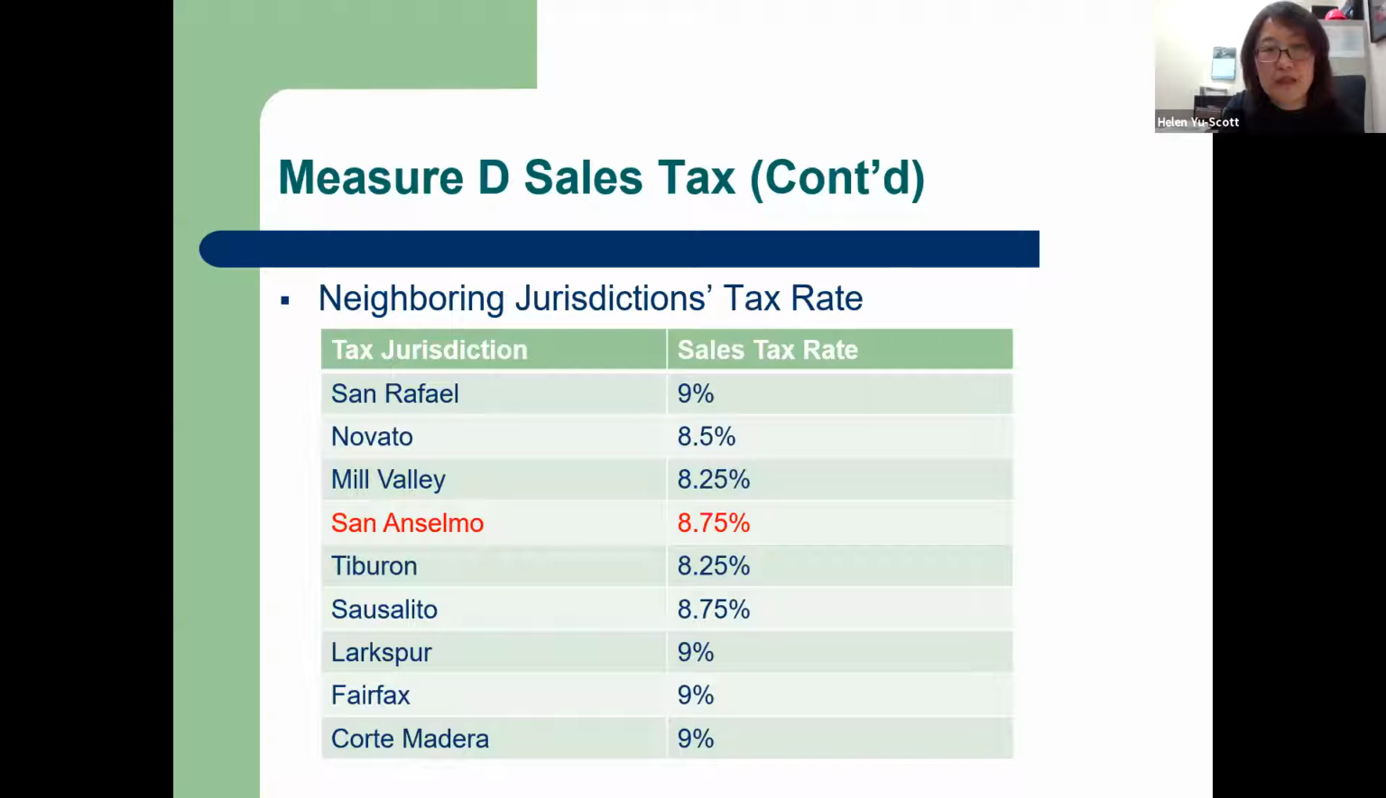So here is a slide showing our neighbors' jurisdictions. We are not the lowest, we are not the highest, we are in the middle. A couple, four agencies, are at 9%, we are a little bit behind at 8.75. Also, some other agencies' revenue sources may not rely heavily on sales tax. For example, Tiburon or Ross barely collect any because they don't have this kind of storefront to collect this tax. Whether the tax rate is lower or higher does not make much impact for their agency.